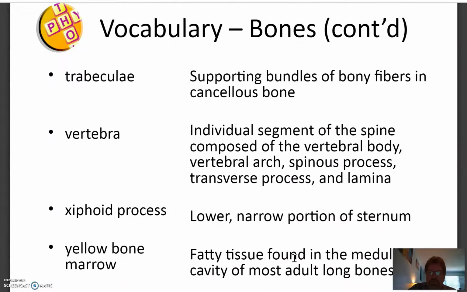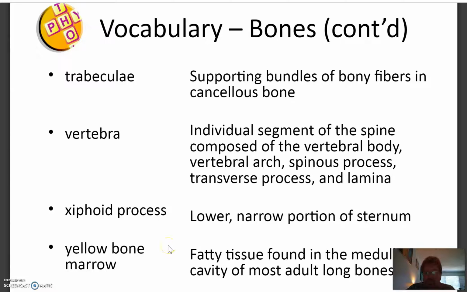Trabeculae, supporting bundles of bony fibers in cancellous or spongy bone. Vertebra, the backbones: 7 cervical, 12 thoracic, 5 lumbar, and that's it normally. Xiphoid process, at the bottom of the sternum, you can feel a little bony tip. That's it.